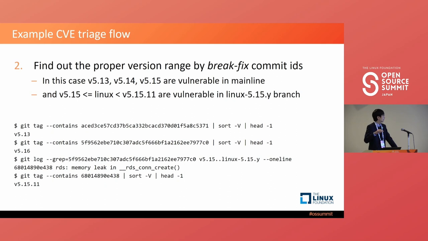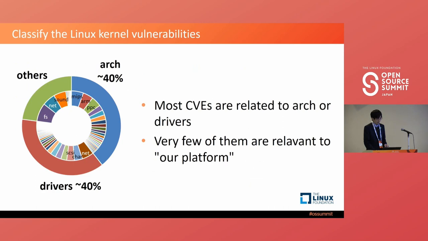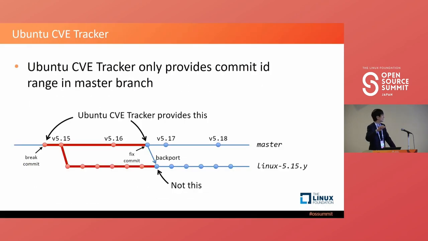So now I'm using the 5.15 branch, 5.15.10, for example. This is an example illustration. I'm using 5.15.10, maybe this one. The fix commit is backported in this one. So if I'm using this or this, we must fix the CVE, but if you are using this one, you don't need to fix the CVE.